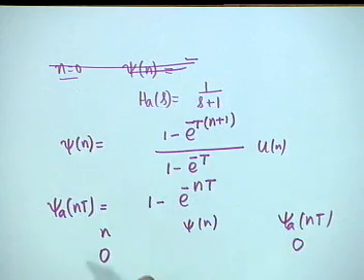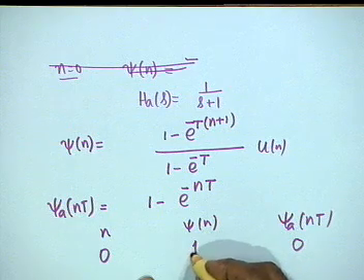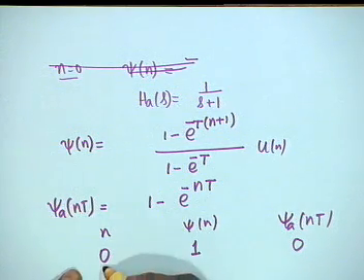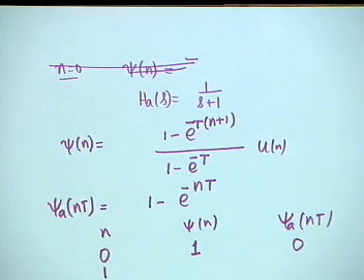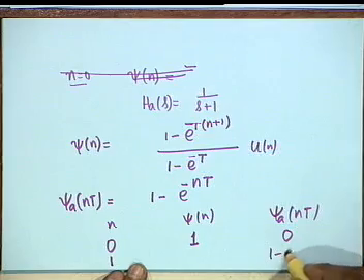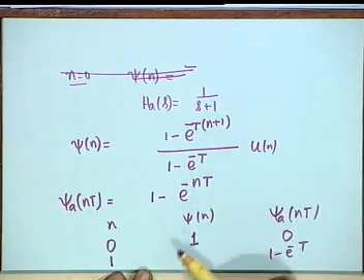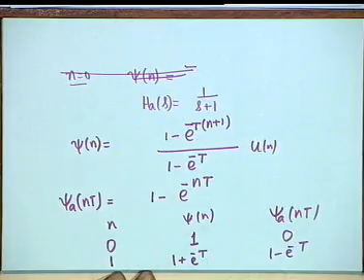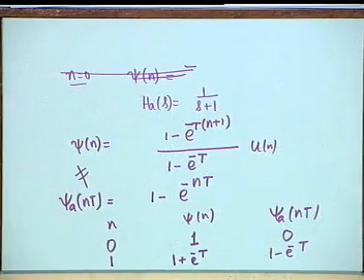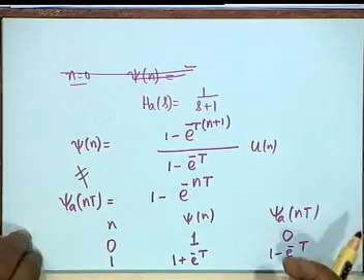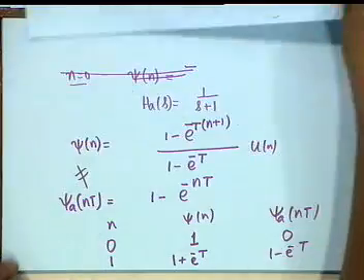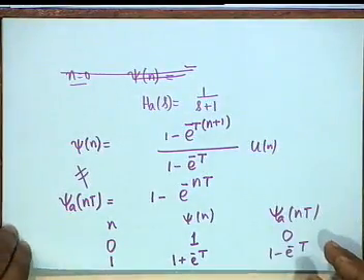But what is psi of n? It is equal to 1. If n is equal to 1, then this is 1 minus e to the minus t, while the other is 1 plus e raised to the minus t. Therefore, psi of n is not equal to psi a of nt. In other words, impulse invariance does not imply step invariance.